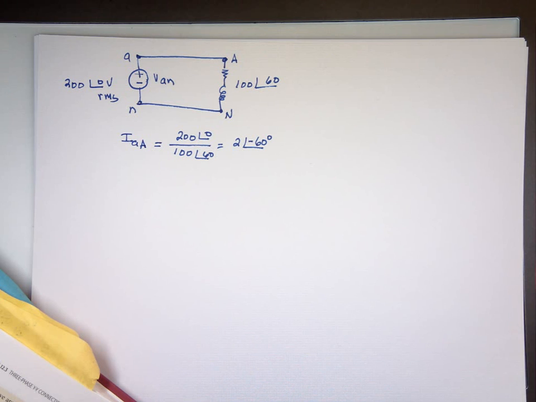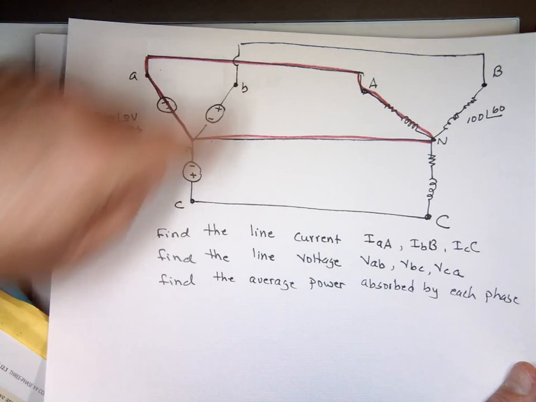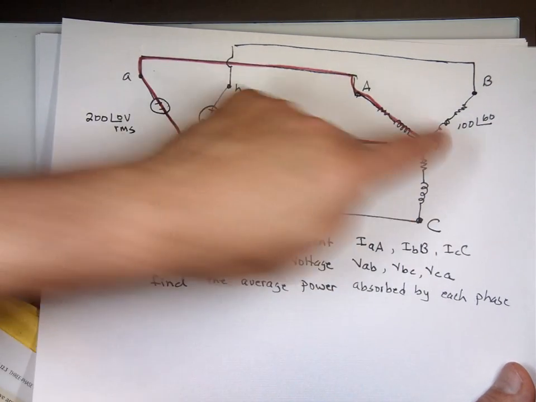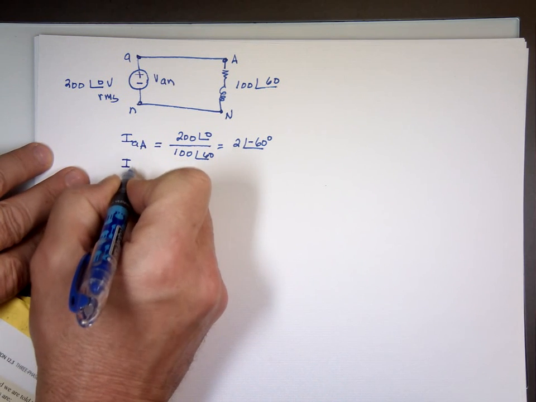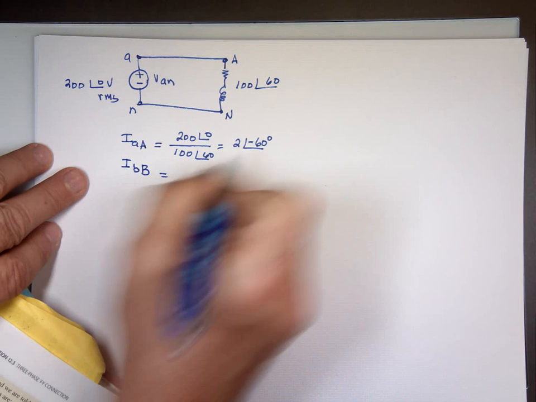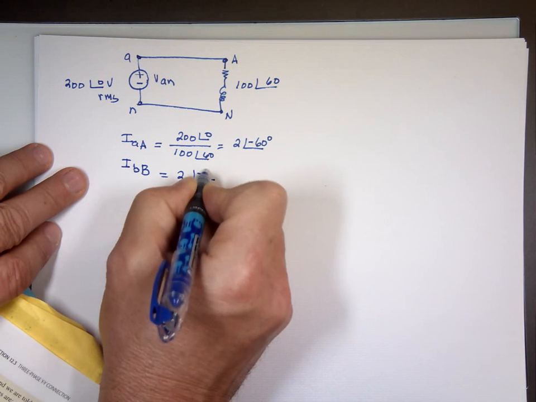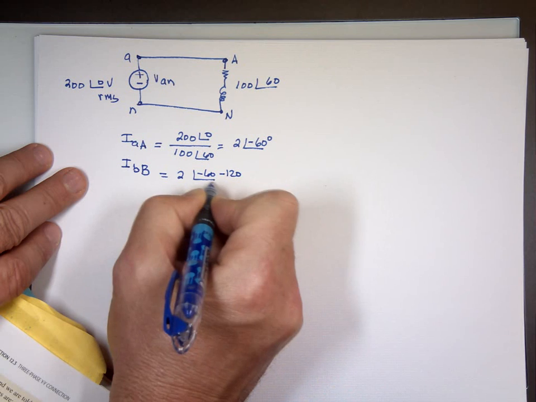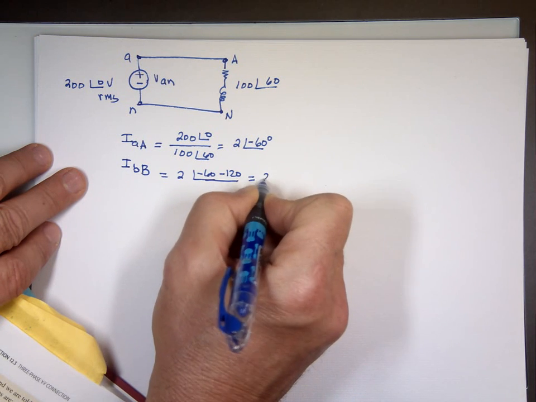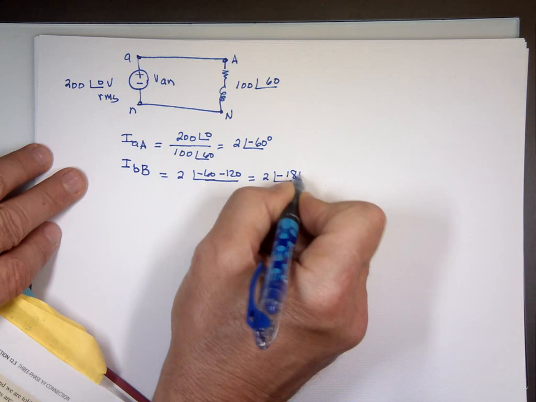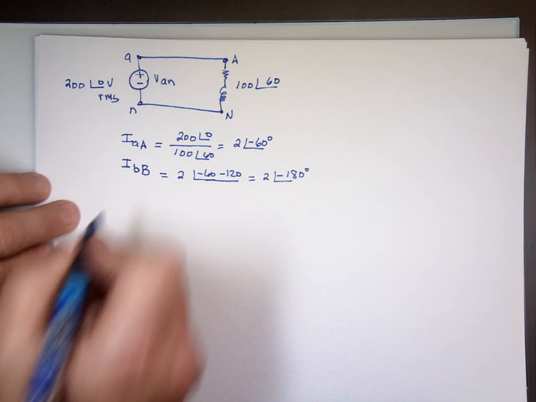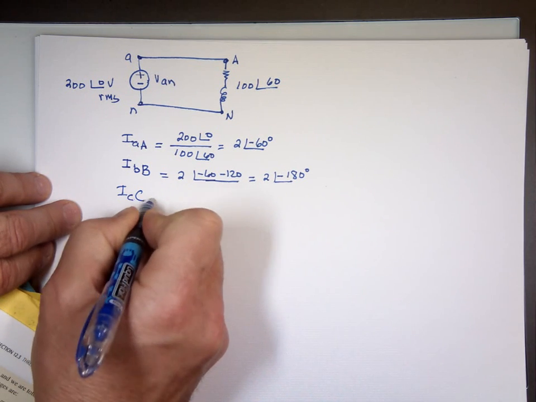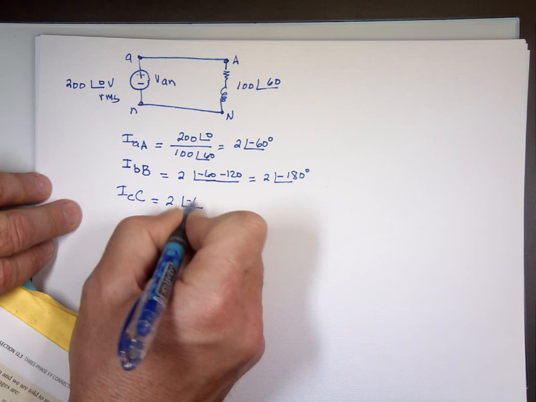Here's the good news. Since I have a balanced source with a balanced load, I know what the other two currents are. I know what I from B to B is going to be: the same except for the phase shift. Subtract from it another 120. And I know the current from C to C. Subtract from the negative 60, what, 240?